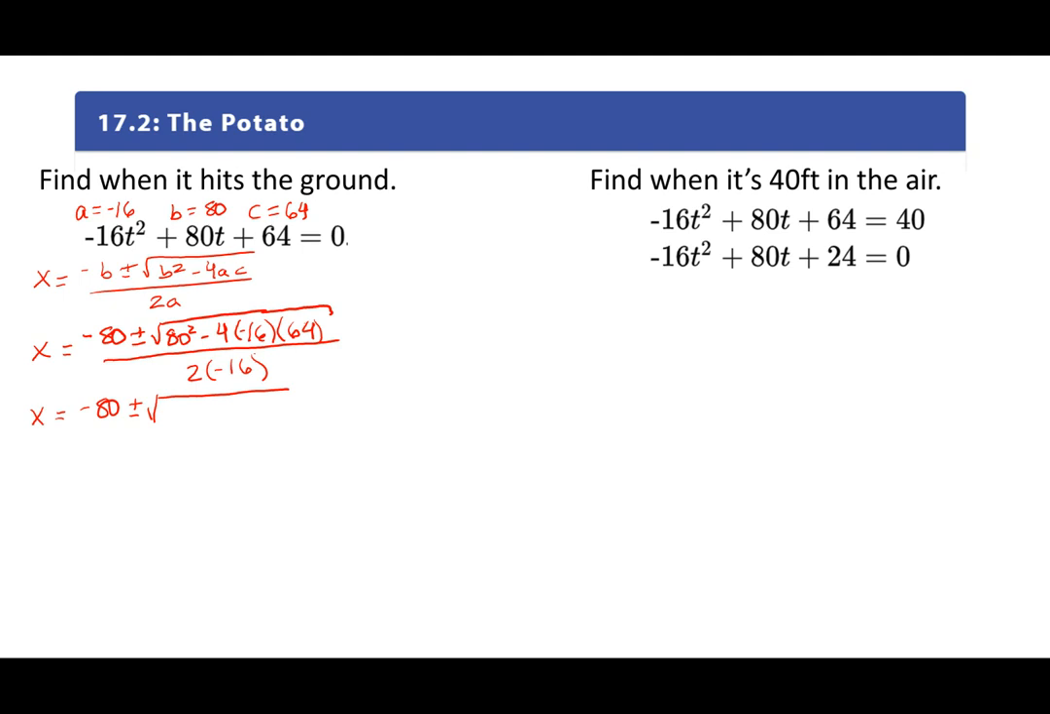As we start simplifying this a bit, so we can evaluate and find those solutions, we have negative 80 plus or minus the square root of 80 squared minus 4 times negative 16 times 64. I'm going to skip showing all that multiplication. You can show those steps. You can also use a calculator for that. We should end up getting negative 80 plus or minus the square root of 10,496, and all of this needs to be divided by negative 32.